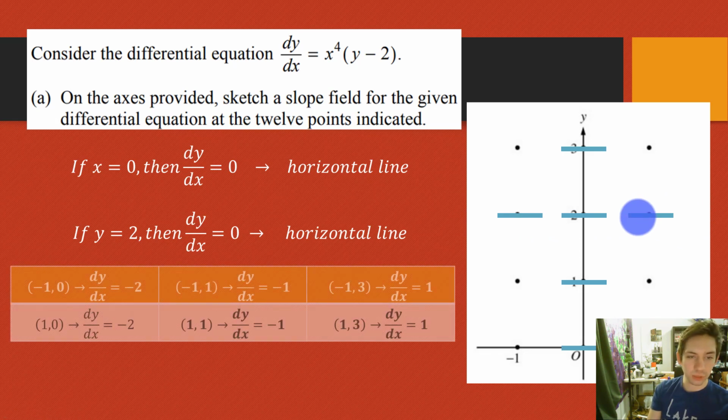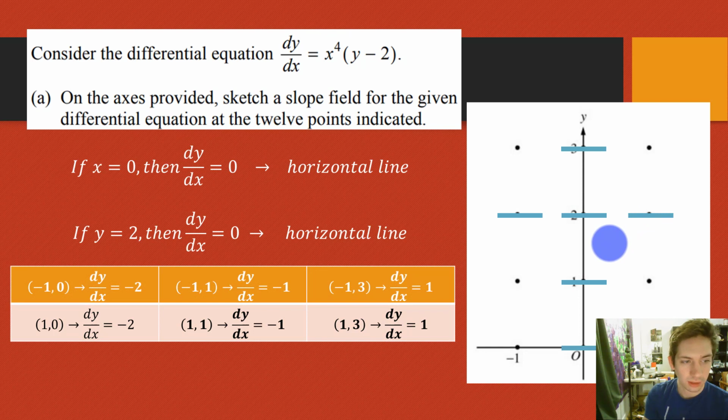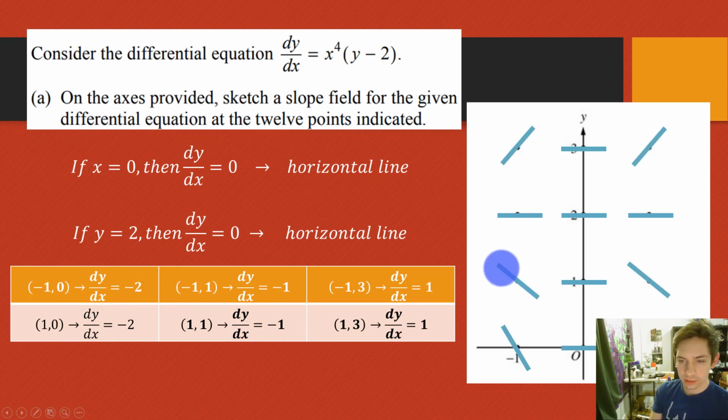Then for the rest of them, we can just plug in the points. So plug in (-1, 0), (-1, 1), (-1, 3), all these 6 other points into this equation, and then see what the slope is. So at (-1, 0), we have a slope of -2, then (-1, 1). You can check my values, and you should check my values for sure, because sometimes I make mistakes. But that's part A. It's just drawing the slope fields, drawing the slopes.